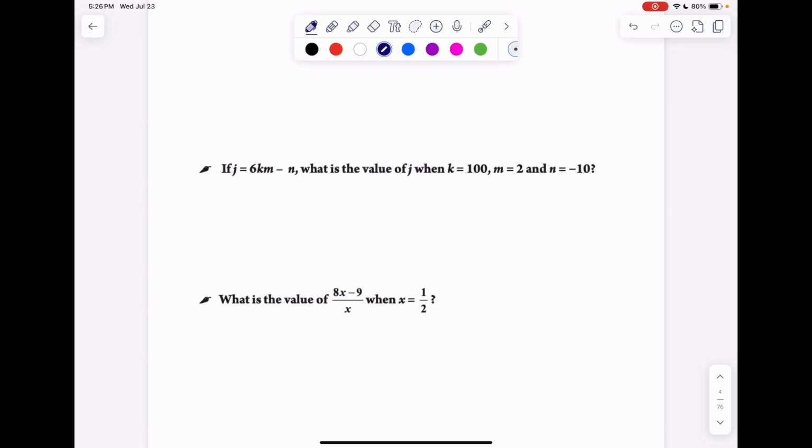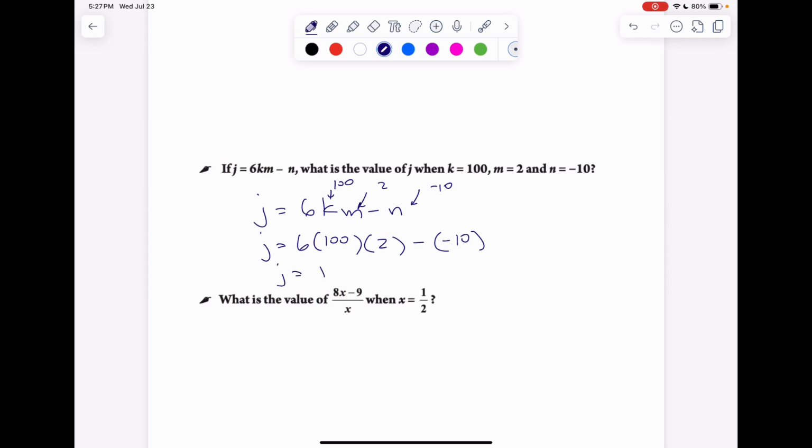Now we have something a little more interesting. We have, if j equals 6 times k times m minus n, what is the value of j when k is 100, m is 2, and n is negative 10? Again, let's make sure we're writing our parentheses. You'll see why, especially when there are negatives. Put 100 in here, we'll put a 2 in here, and a negative 10 in here. Ooh, you can really see that double negative. So we see j equals 1200 plus 10, for 1210 is our answer.